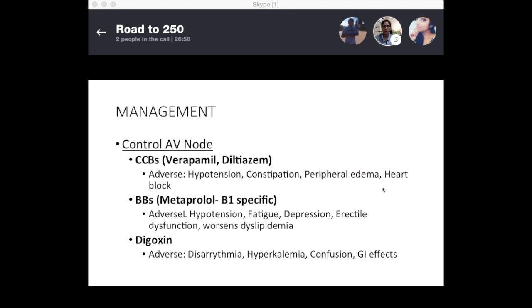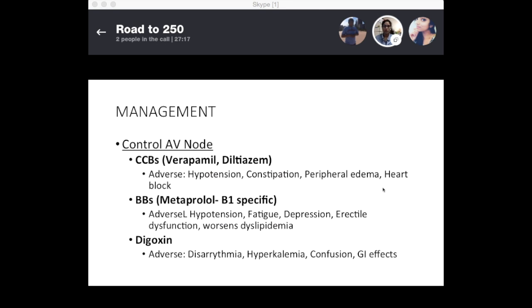In order to control the AV node or the heart rate, we can choose either calcium channel blockers, beta blockers, or digoxin. Looking at the calcium channel blockers, we have verapamil and diltiazem.